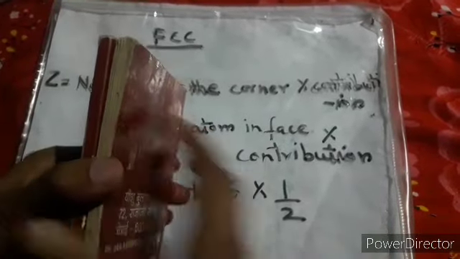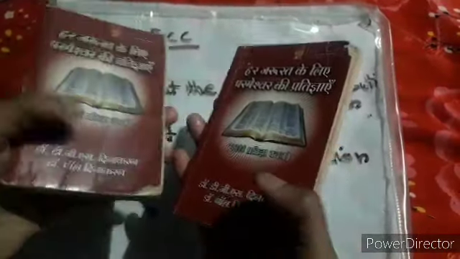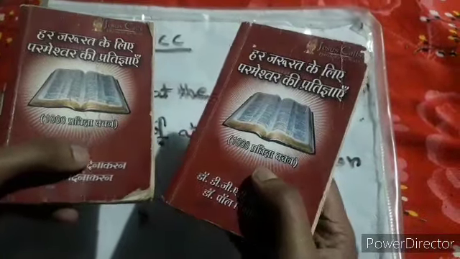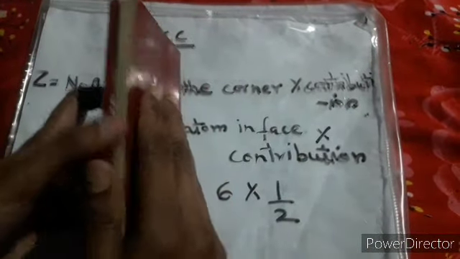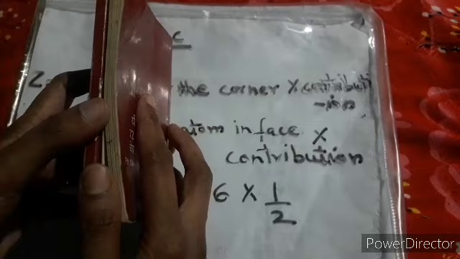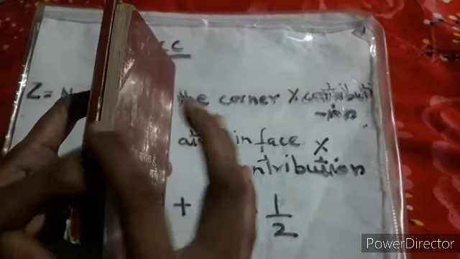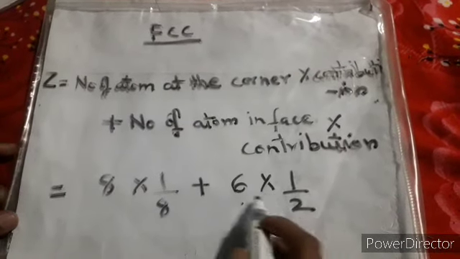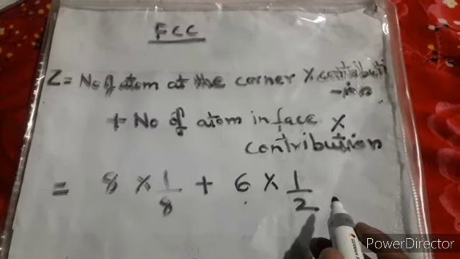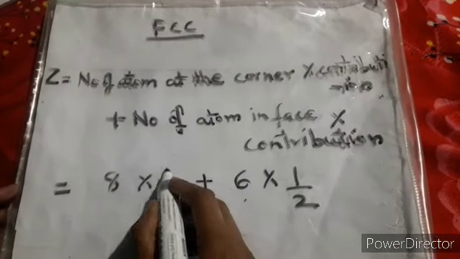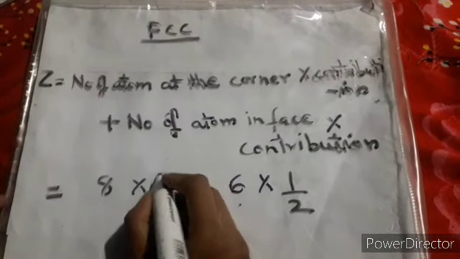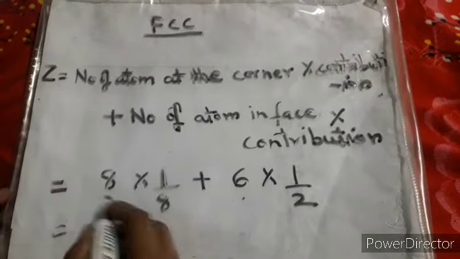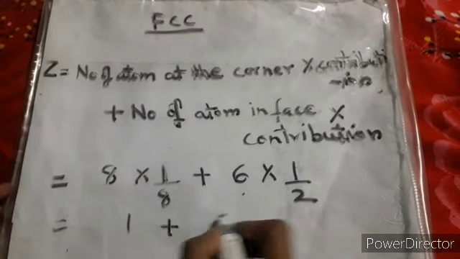So please see, I think this must be clear to you. These are the faces. I am just taking an example, and you are keeping these two over here. So the atom that is there is being shared by these particular faces, right? So just come over here. That's why I have written 6 into half. So every time it is half because it is shared by two faces. So the answer we are getting over here is 1 plus 3.